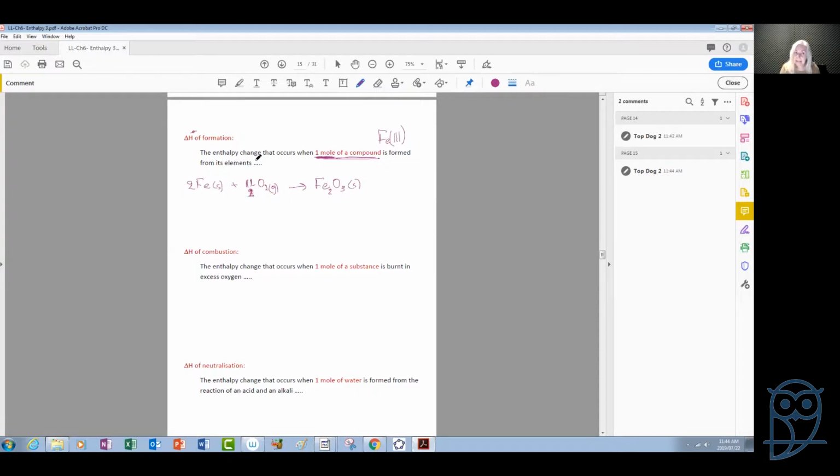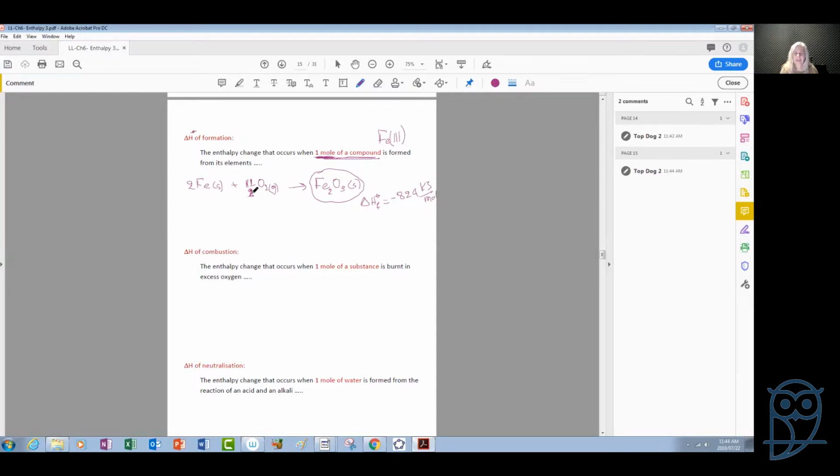And it says here, let us be careful what we are talking about. The enthalpy change that occurs when 1 mole of a compound is formed. Here is the 1 mole of the compound that is formed, okay? So if this is 1 mole, then the enthalpy change of this reaction is given as the formation of this compound. The standard enthalpy change of formation in this case is a negative value. It's minus 824 kilojoules per mole, of course, kilojoules per mole.